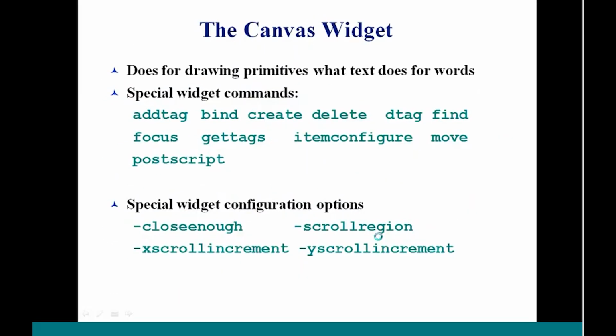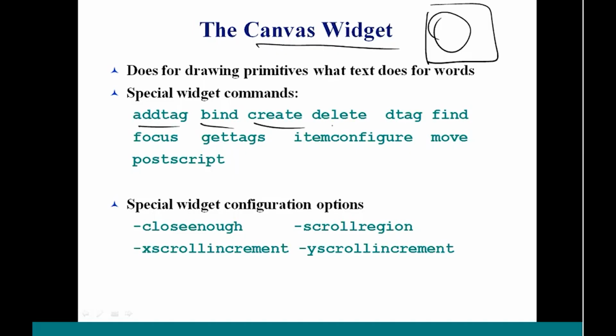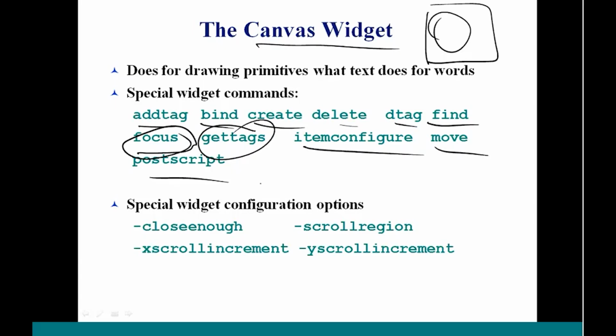I will talk about the canvas widget, but we will probably see the actual example in the next lecture. Canvas widget is another type of widget used for drawing primitives, essentially what the text widget does for words. It's just an open-ended rectangle where whatever you draw gets captured. For this particular widget there are specific commands: add tag, bind, create, delete, detag, find, focus. We'll talk about these in greater detail. Get tags, item configure, move and postscript.